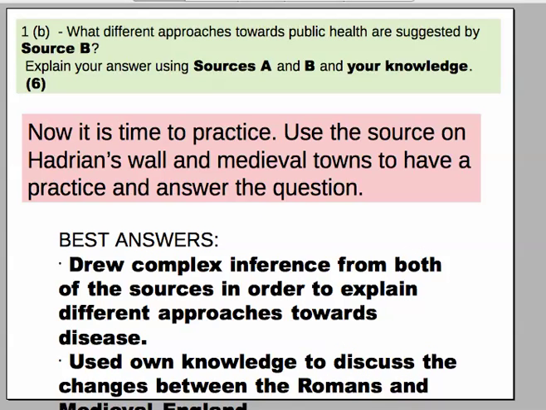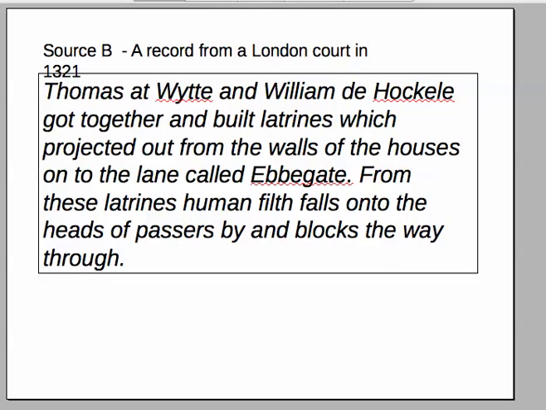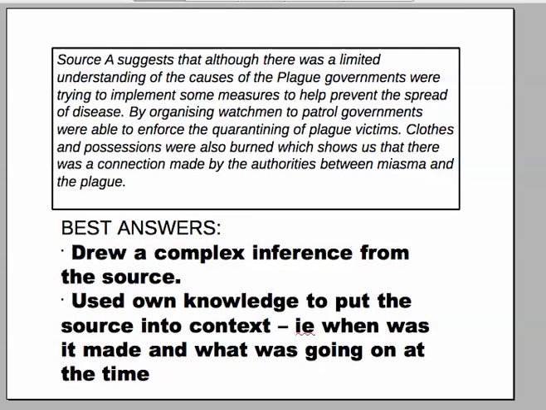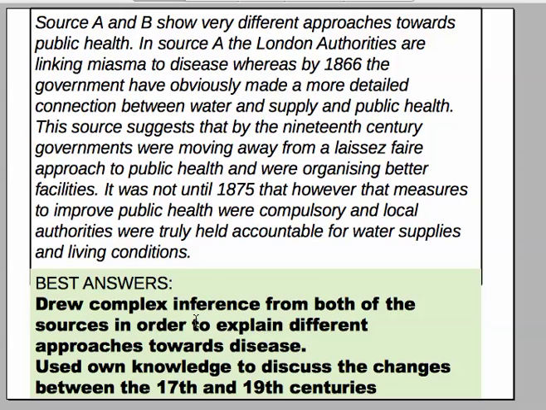So if it was to come in an exam question, it would look like this. What different approach towards public health are suggested in source B? You explain your answer using A, B, and your own knowledge. And just to remind you, there's some of the tips there, but you can also just go back to this page here, press pause, and we're looking for you to get a complex inference from both sources and use your own knowledge to discuss that disease.